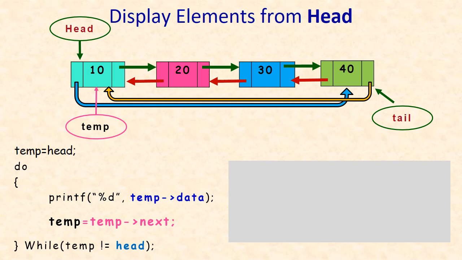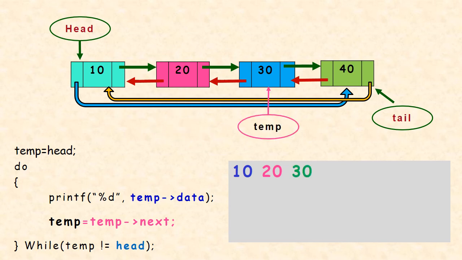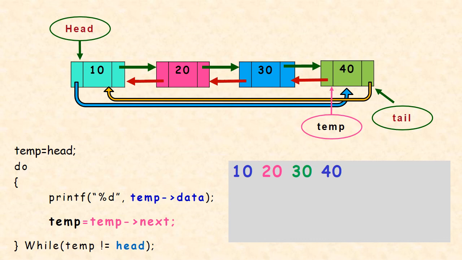Now let us see in sequence. Now temp is pointing to the first node, so the first node value 10 is displayed. Now temp is pointing to the second node because temp is equal to temp next, right? 20 is displayed. Again temp is pointing to the third node, so the third node value is displayed. Here printf temp data is used to display the value, and temp is equal to temp next directs temp to the next node. Now temp is pointing to the last node and the value is displayed.